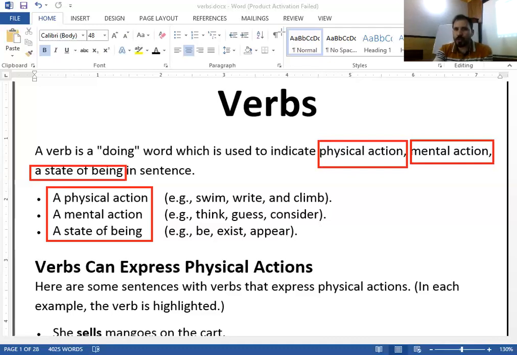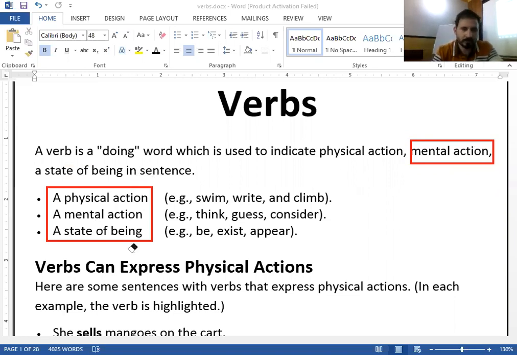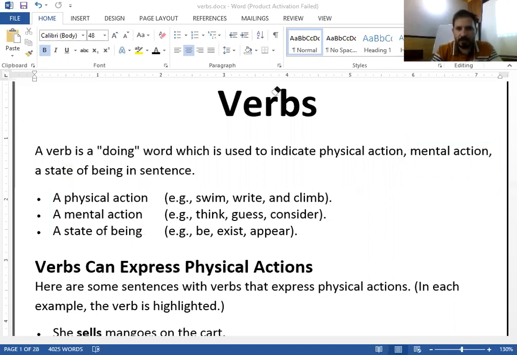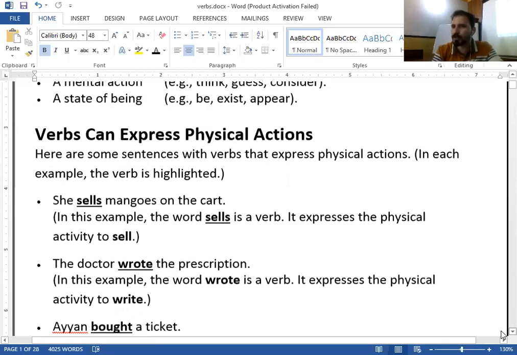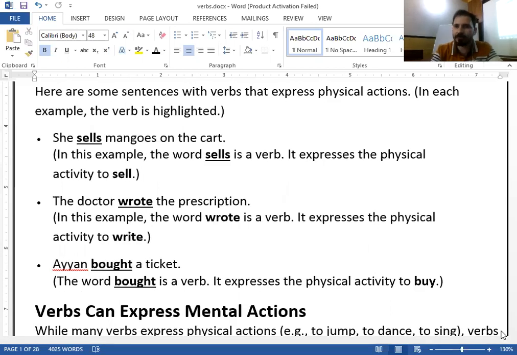Now we want to study one by one. Clear? We will study one by one all of the three. Now let's come to study one by one. The first one, let's take the first one. Verbs can express physical action. The first one we have what? Verbs can express what? It can express physical action.